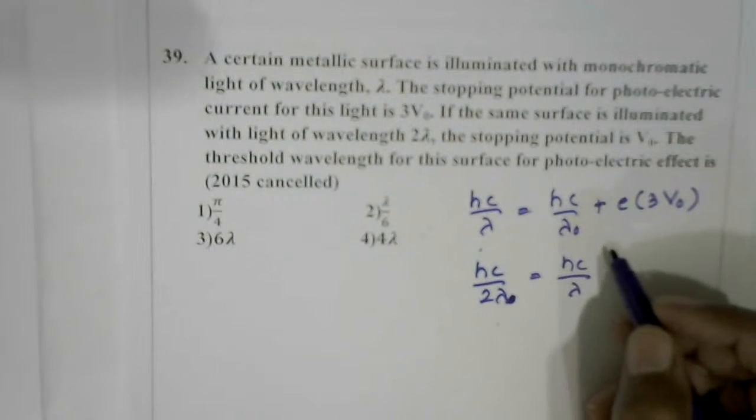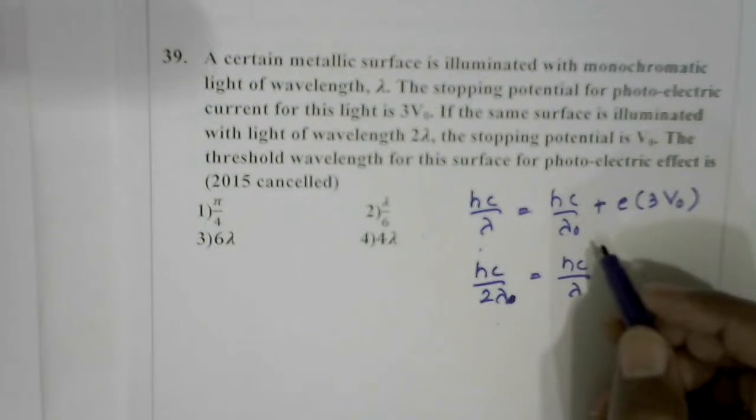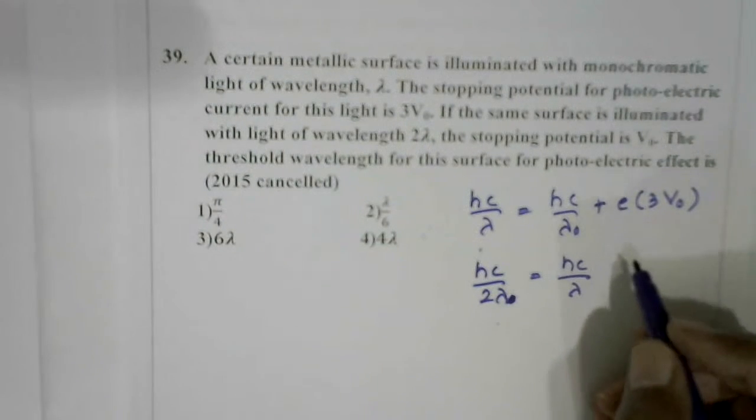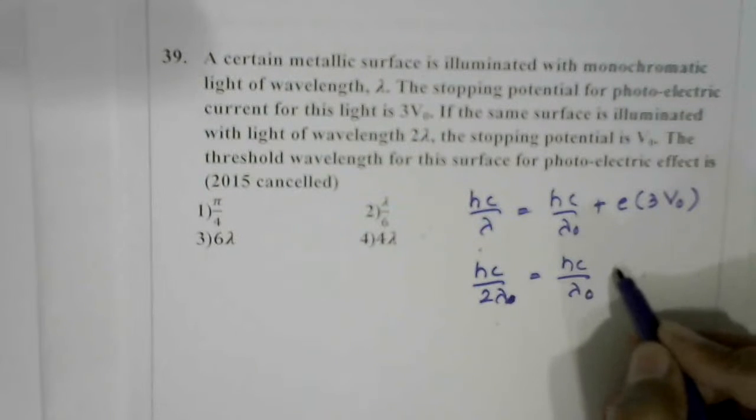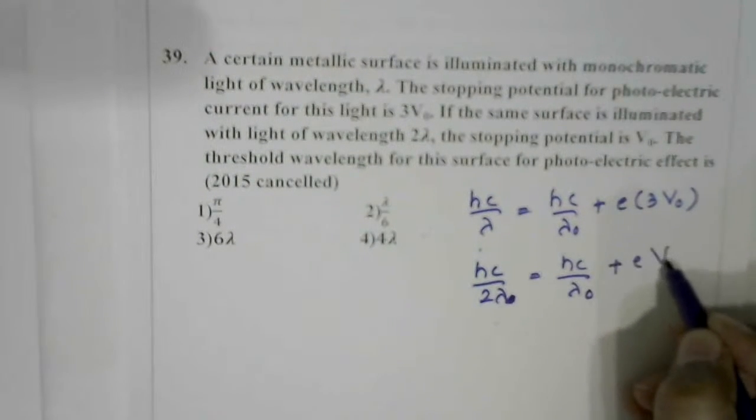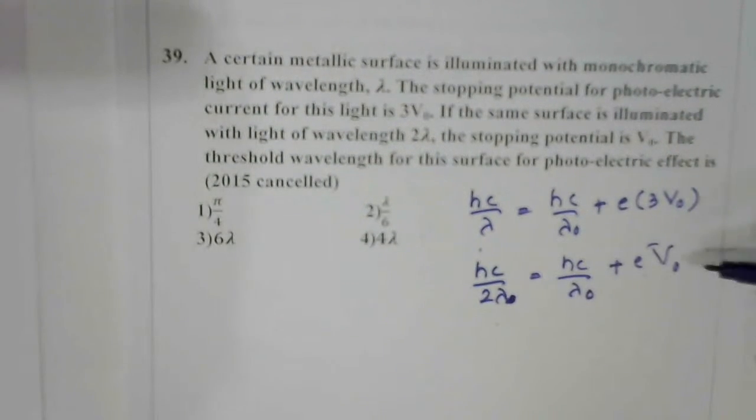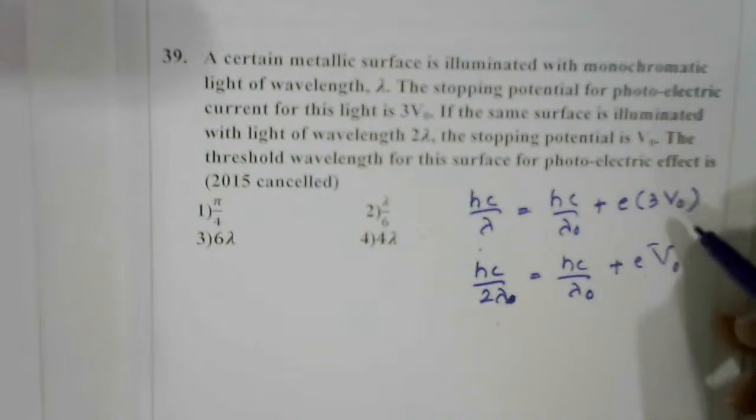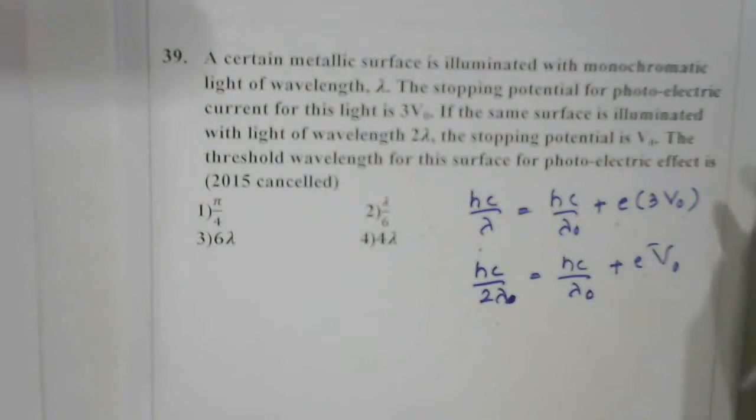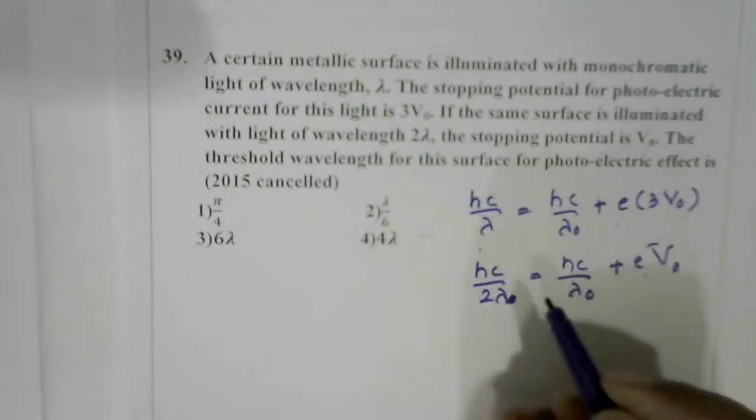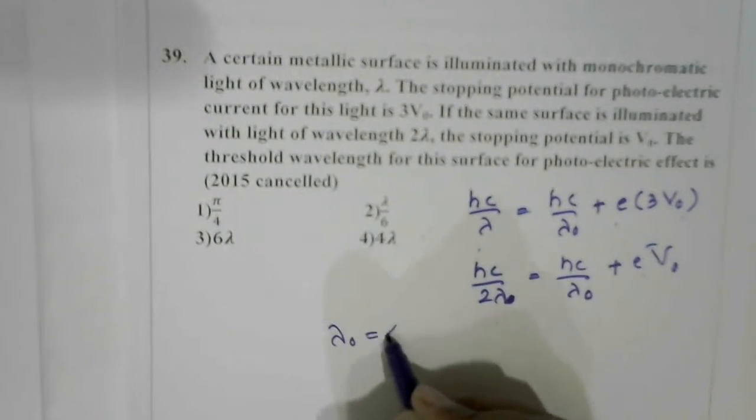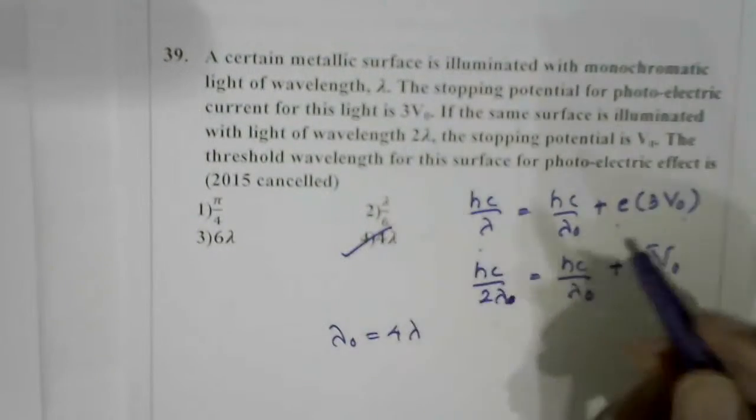Hc by, yes, Satvik sir, you are saying D. Yes, D is the correct option. Hc by lambda naught plus EV naught is the. So do the same thing. Either we can multiply this by 3, and because your answer is only in terms of lambda, you can eliminate the stopping potential. One and the same. Or you substitute for EV naught from here. It's nothing but the same thing. So you are going to get lambda naught as equal to 4 times lambda. So the fourth option is correct.